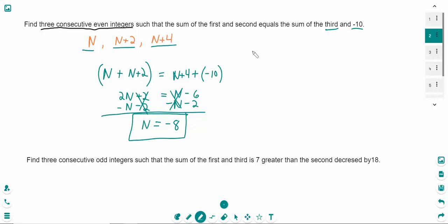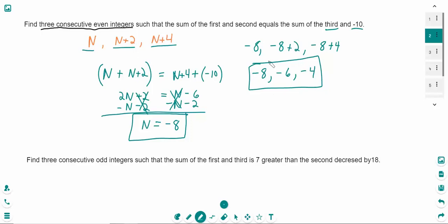So if n is equal to a negative 8, well, that means the next number is going to be a negative 8 plus 2. And the next number is going to be a negative 8 plus 4. So just kind of combining some terms here, we have negative 8, negative 6, negative 4. So there you have it.